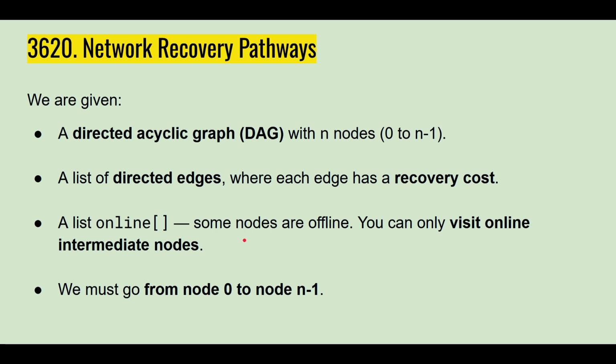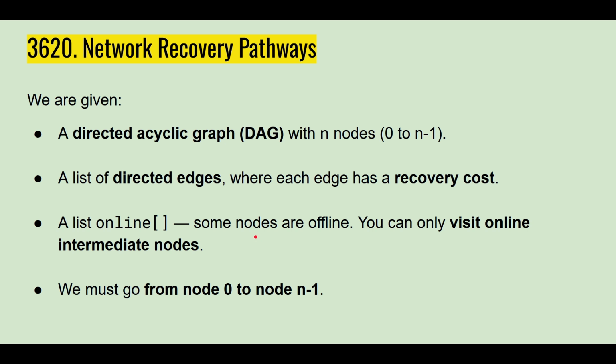It means you are given a directed acyclic graph with n nodes, meaning nodes 0 to n minus 1, and each directed edge has a recovery cost, and all those costs are given to you in the edges. Some of the nodes are offline, and we are only allowed to travel through the intermediate nodes which are online.